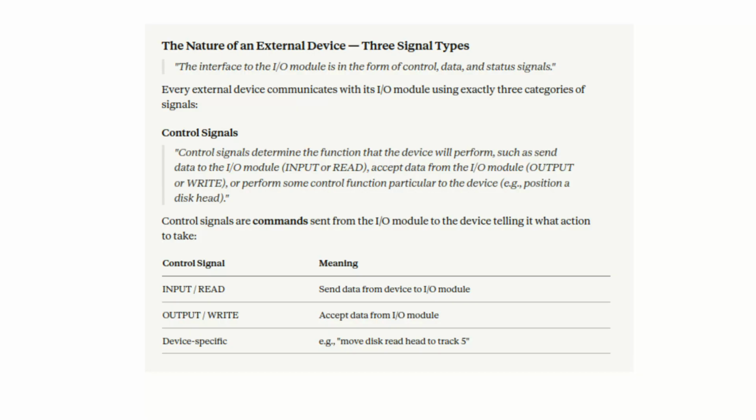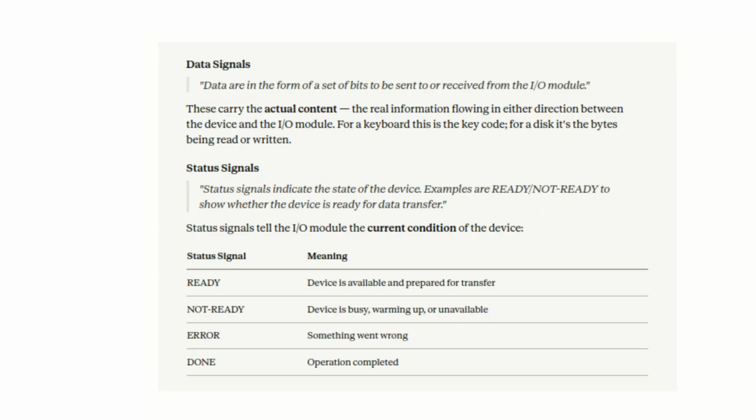So input or read means the data is sent from the device to the I/O module. Output or write means from the I/O module you are writing the data to the device. A device specific function is like moving the disk to a track. Now the data signal is the actual content, the actual information which is going to flow between the device and the I/O module. For a keyboard, it would be the key code. For the disk, it would be the byte that it reads and writes.